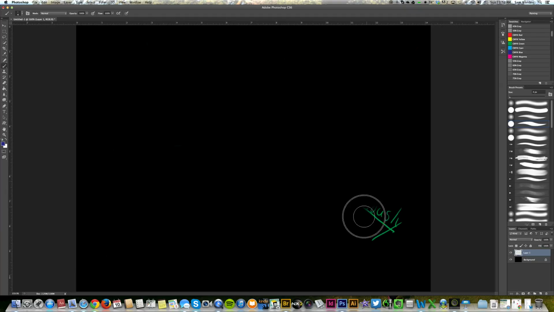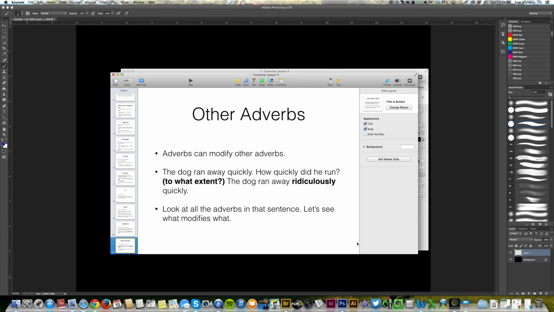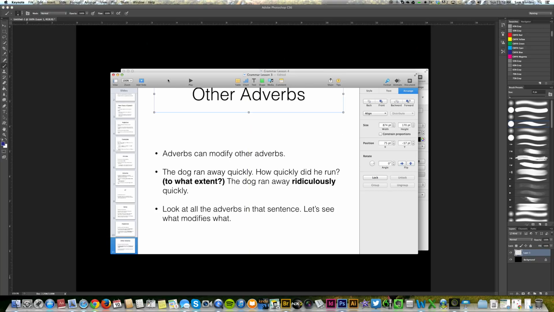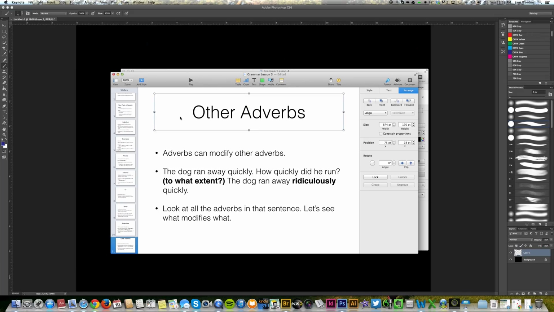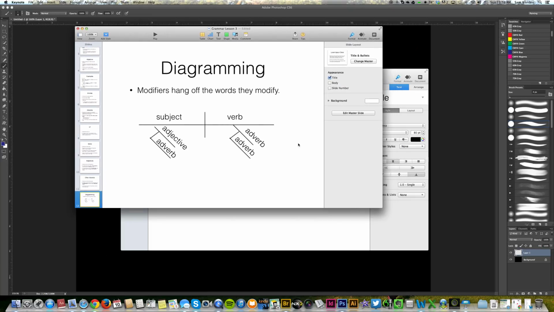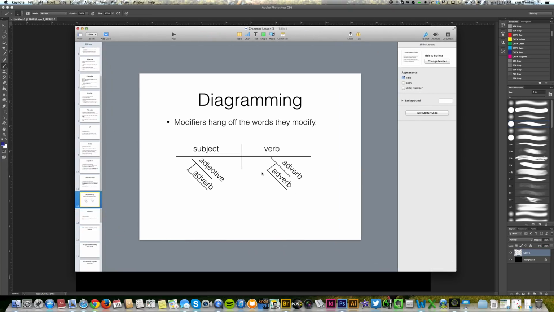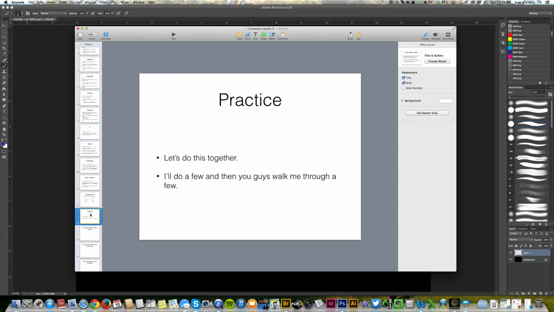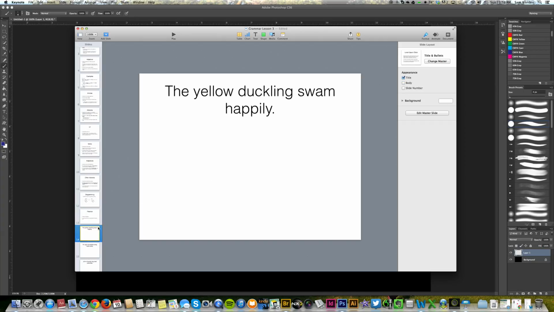Let's try some more. And go to the next slide. Oops, didn't mean to do that. Come on back. So, yeah, that's my basic template for the diagram. Subject, adjective, adverb. And then adverb, and then adverb modifying another one. So if I said, well, let's take a look. The yellow duckling swam happily. The yellow duckling swam happily.